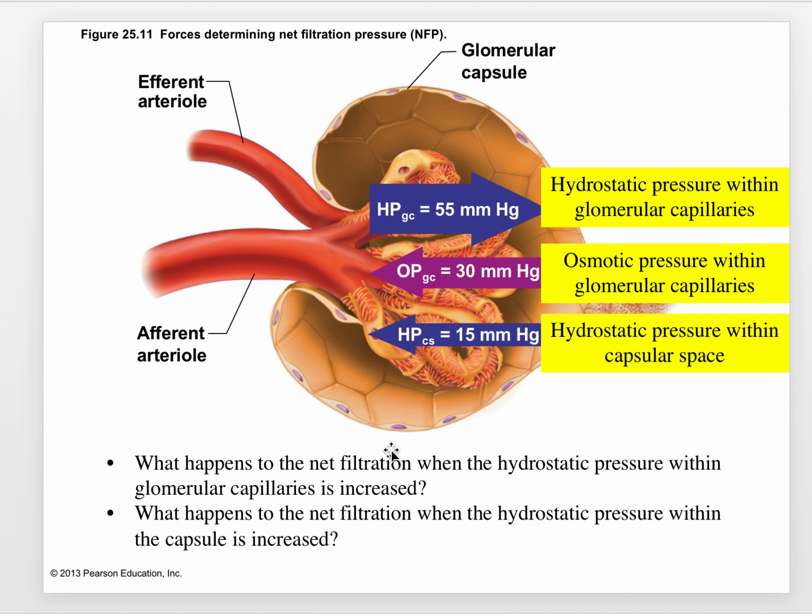What happens to the net filtration when hydrostatic pressure within the glomerular capillaries is increased? Well, the net filtration is increased. If the hydrostatic pressure within the capillaries is larger, then that's going to increase the net filtration. What happens to the net filtration when the hydrostatic pressure within the capsule is increased? That's going to decrease the net filtration because it opposes the net filtration.